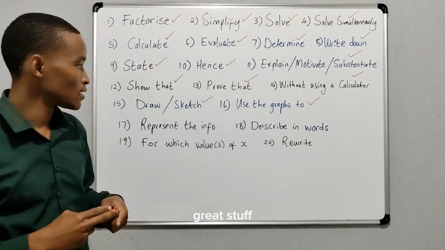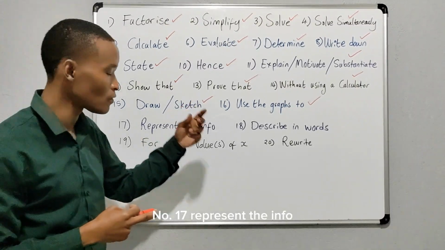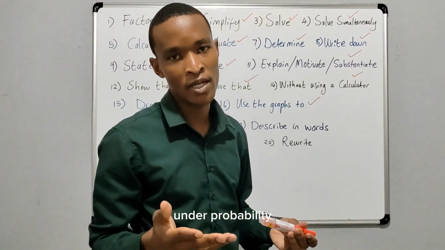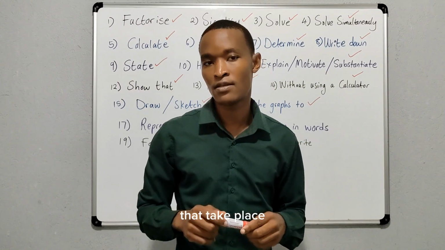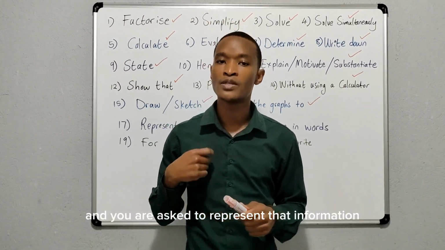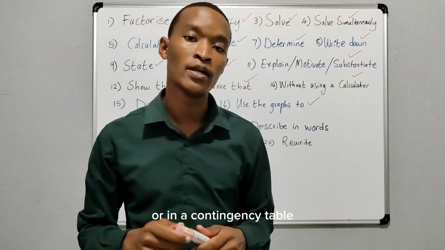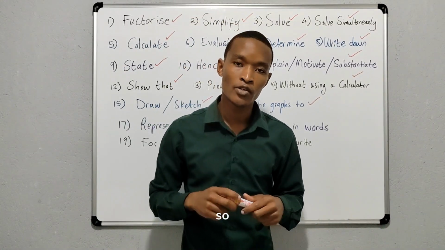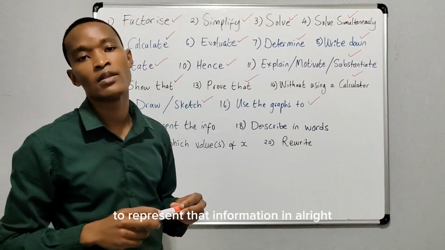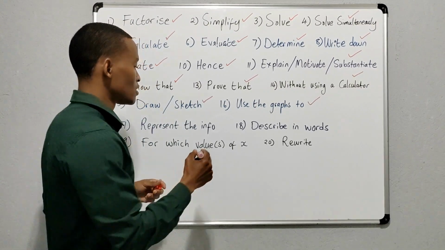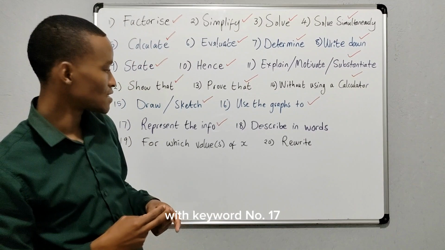All right, great stuff. Number 17, represent the info. For example, under probability, we are given in bullet points different events that take place, and you are asked to represent that information in a Venn diagram, or in a tree diagram, or in a contingency table. So you need to know all those three mediums in which you may be asked to represent that information. All right, so that is where we are with keyword number 17.